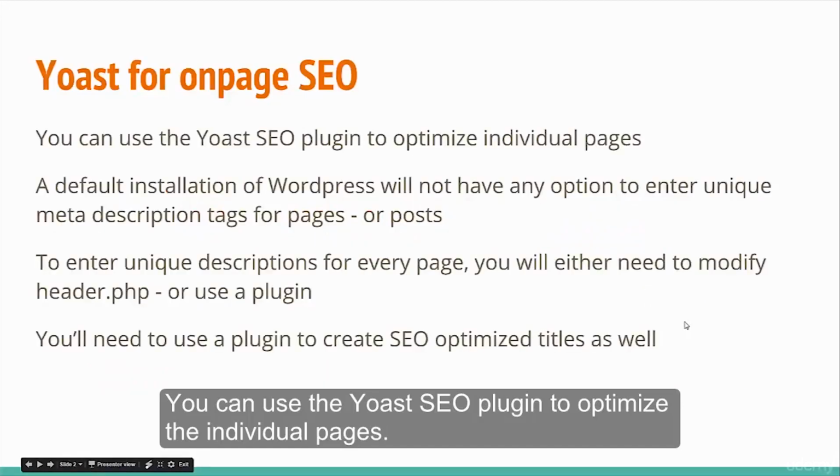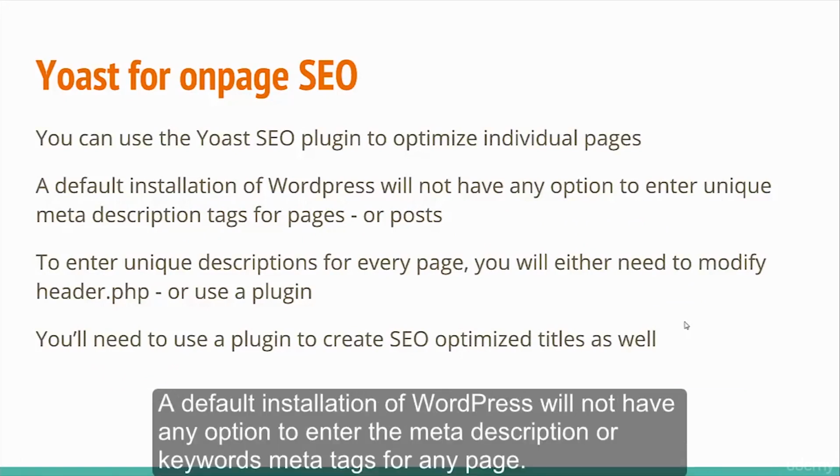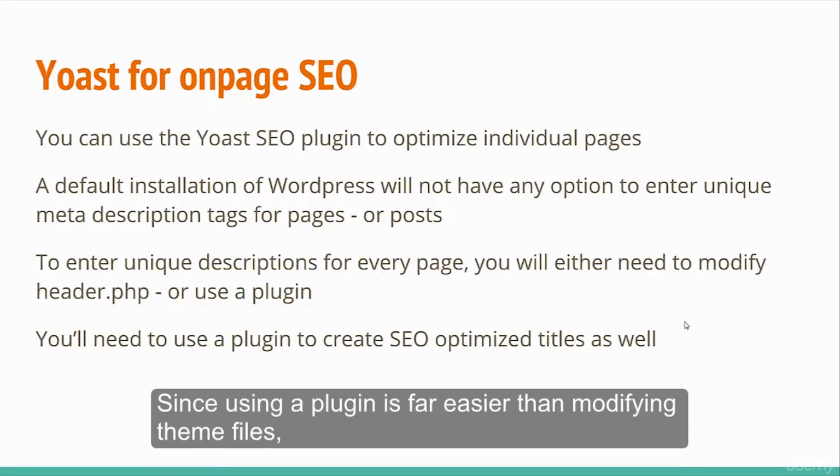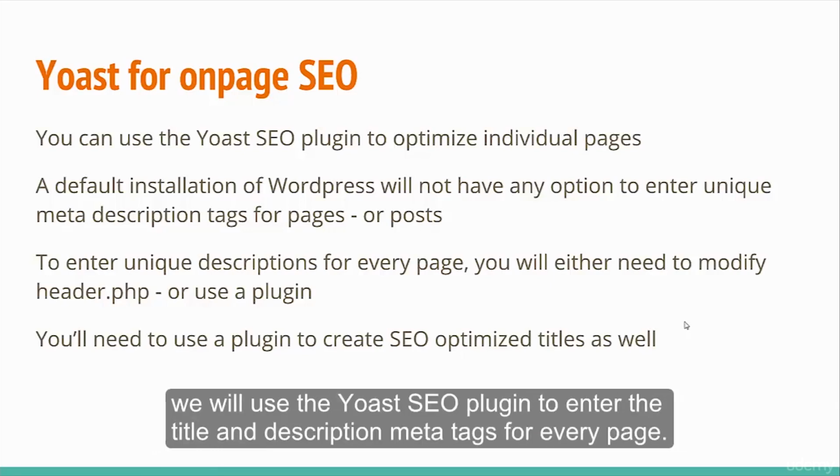You can use the Yoast SEO plugin to optimize the individual pages. A default installation of WordPress will not have any option to enter the meta description or keywords meta tags for any page. To enter these meta tags, you will either need to modify the theme's header.php file or use a plugin. Since using a plugin is far easier than modifying theme files, we will use the Yoast SEO plugin to enter the title and description meta tags for every page.